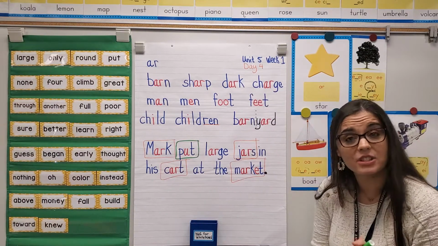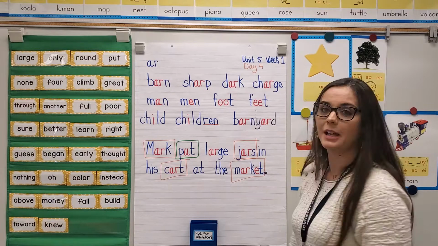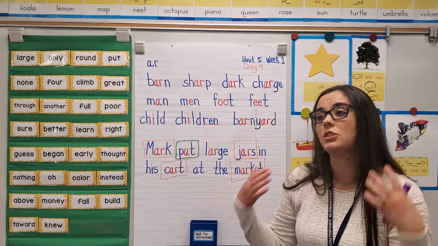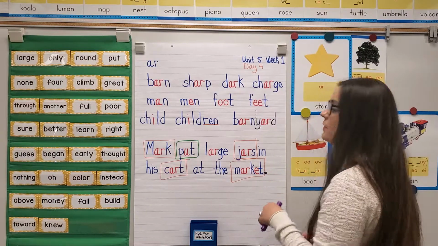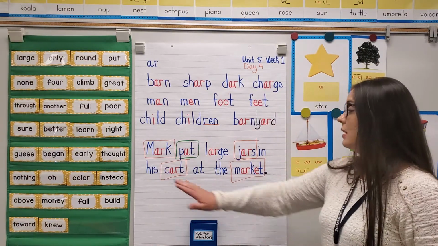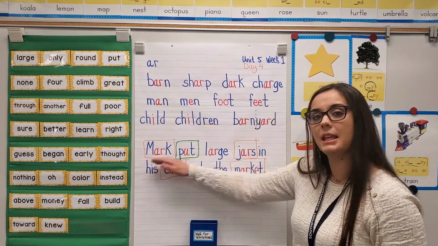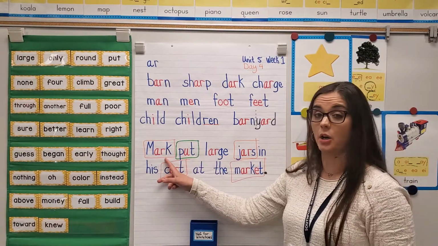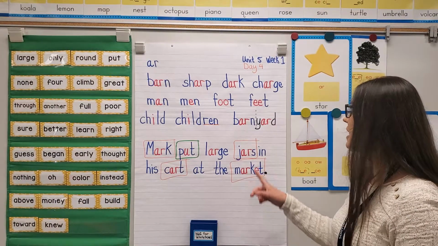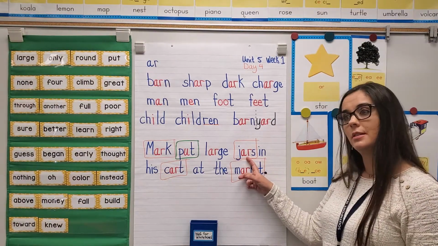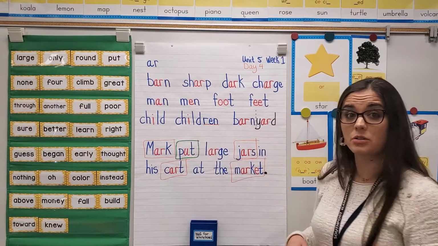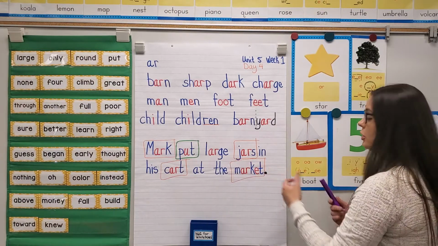I do have an adjective. So remember, adjective, we don't always use them, but an adjective is a describing word. An adjective describes one of the nouns. So let's start at the beginning. Is anything in this sentence describing Mark? Nope. Is anything in this sentence describing the word jars? Yep. So what word is describing the word jars? Large.